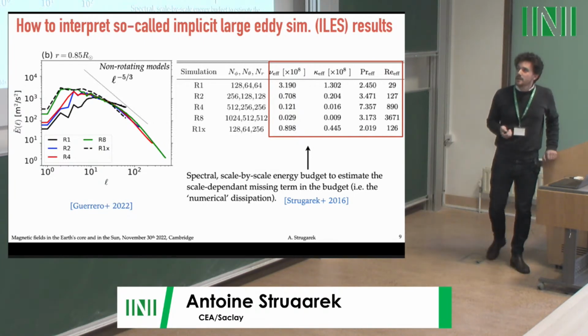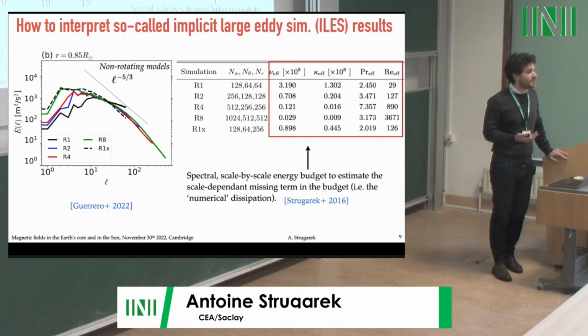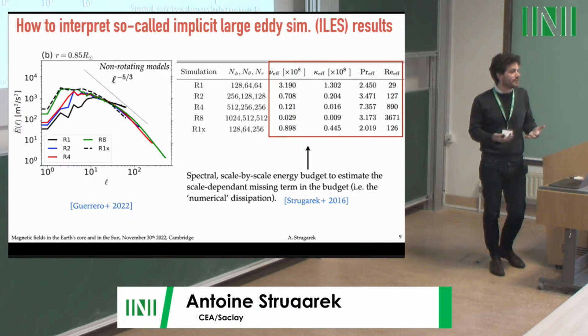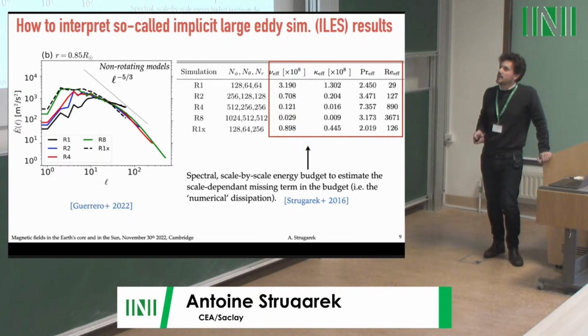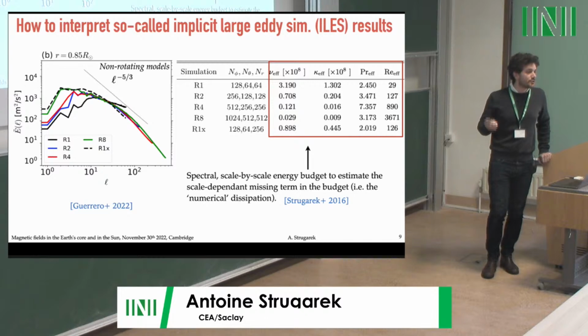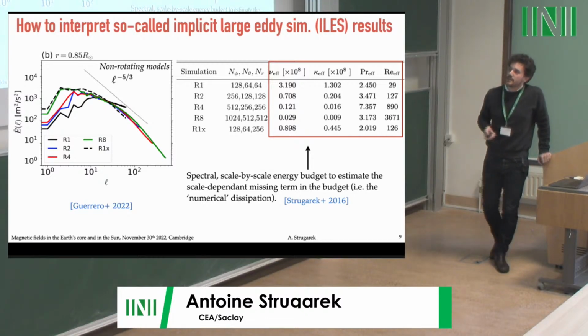That being said, once you have a simulation run like that, you can estimate what is the effective dissipation you have in your model, right? You can try to assess what would be the equivalent Reynolds number, what would be the equivalent Prandtl number in your simulation. And to do that, you can design a spectral scale-by-scale force balance budget or energy budget if you want, and just compute in this regime, well, what is the missing term? What are the numerics doing? That's the game we played back in 2016, and we played it again in this paper.